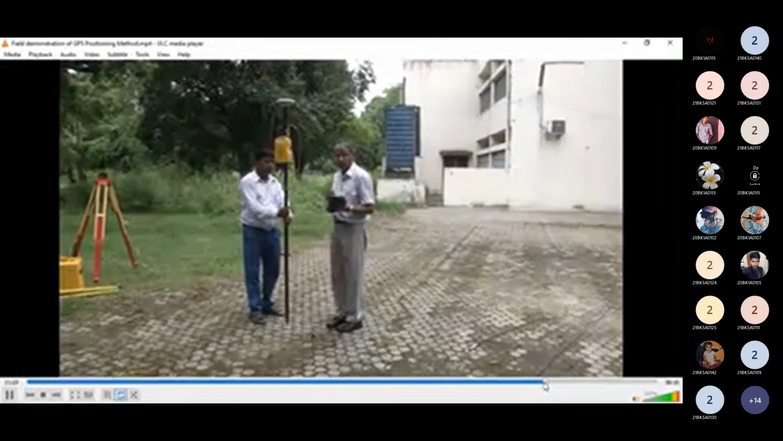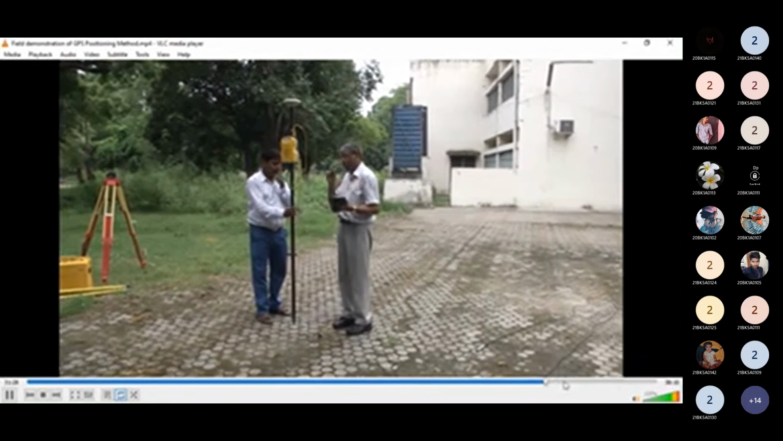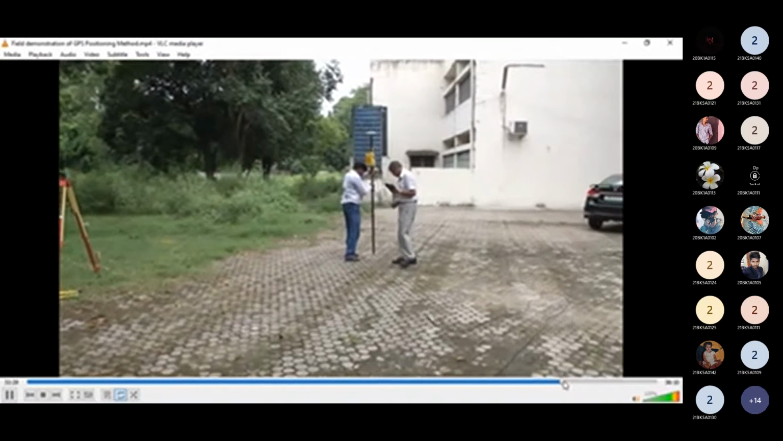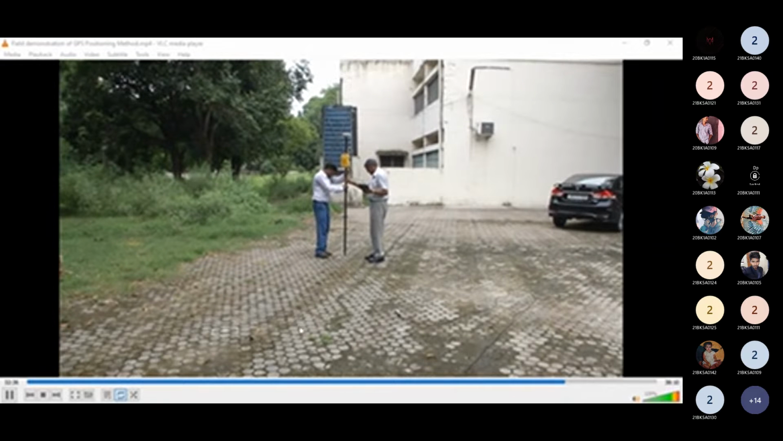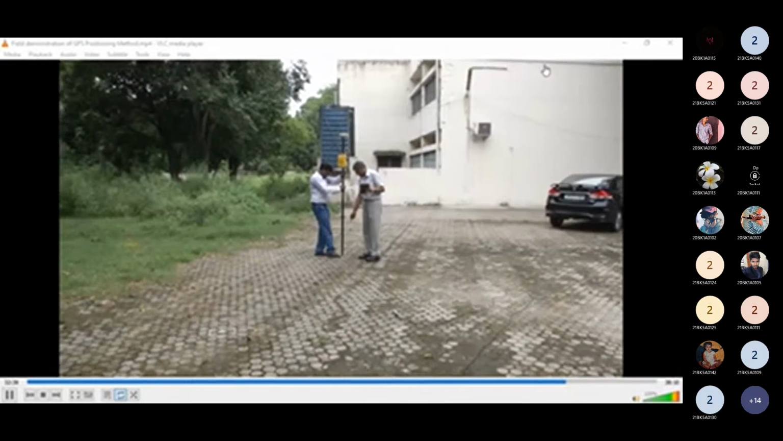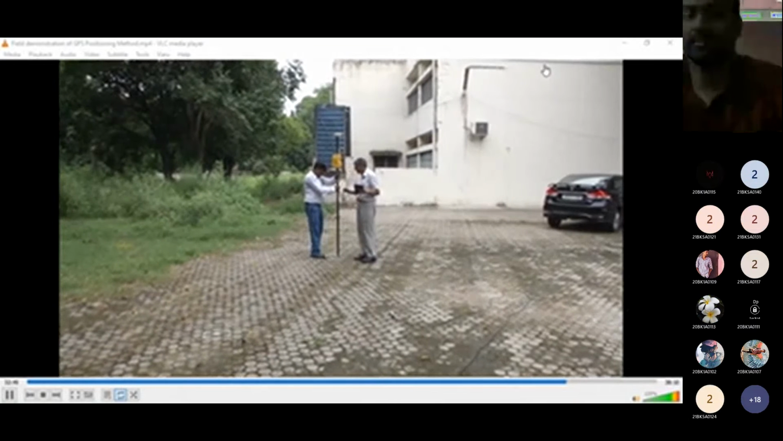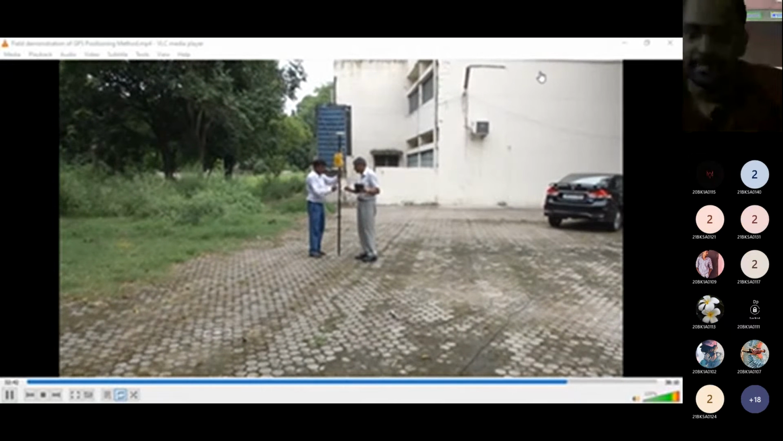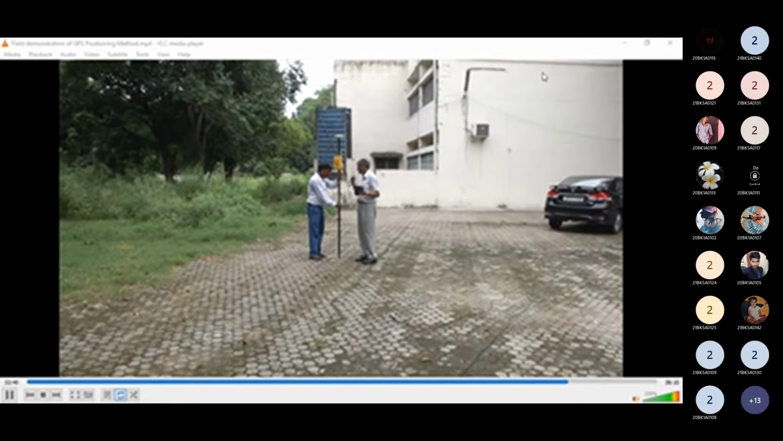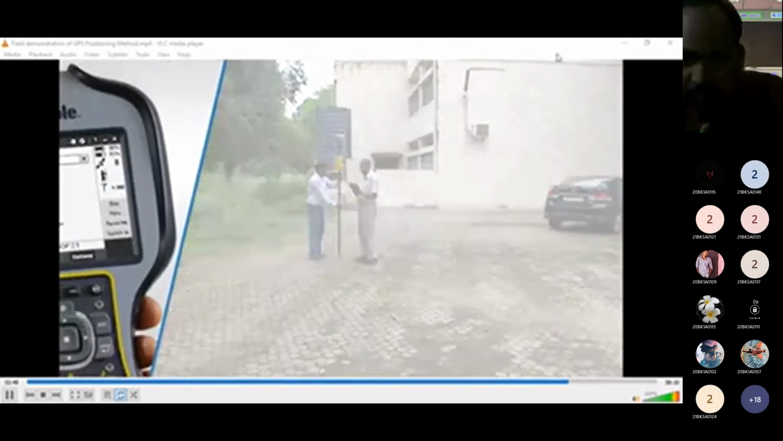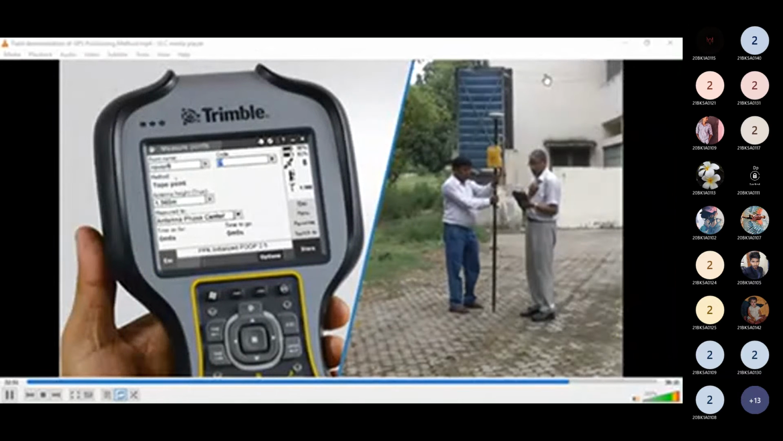Stop and go method. First, after initialization, we have stopped. After keeping the stand just at the center of the point and making it a bit level, through this bubble we can get the leveling. Now I am starting measurement of the next point.